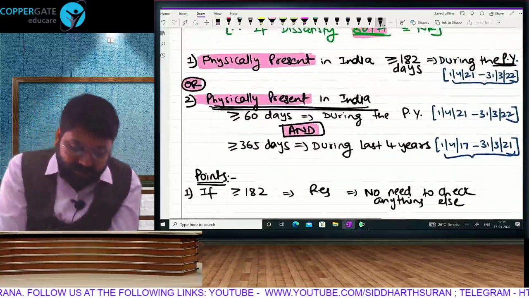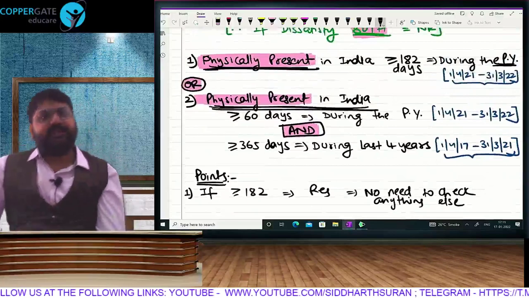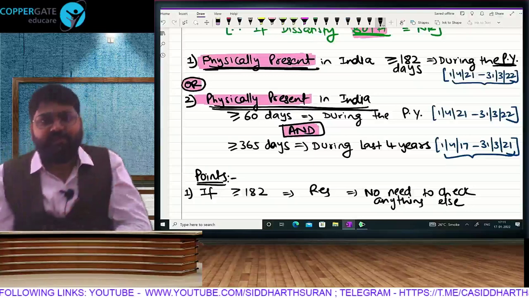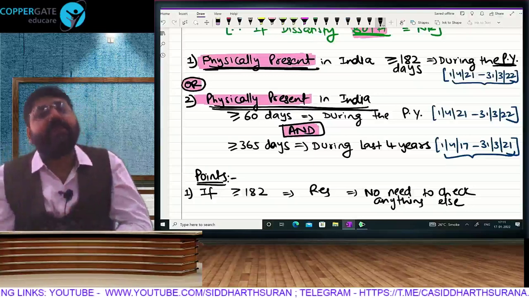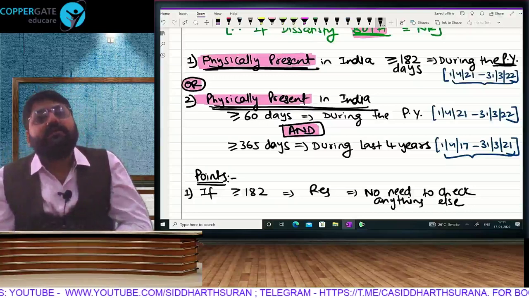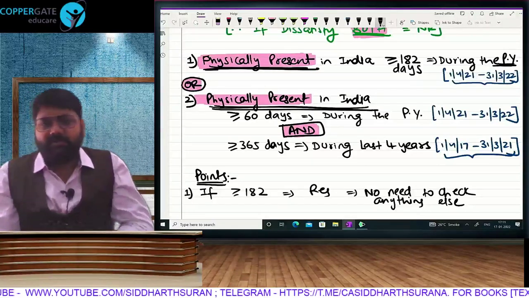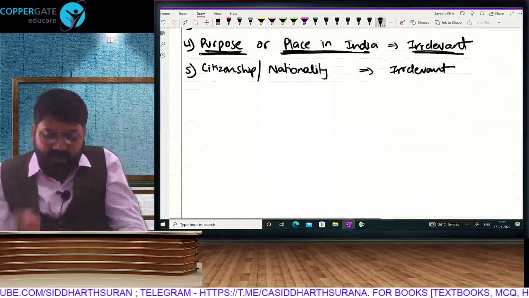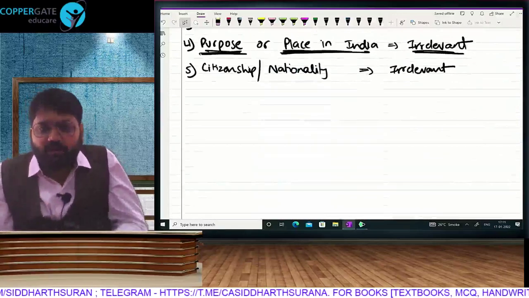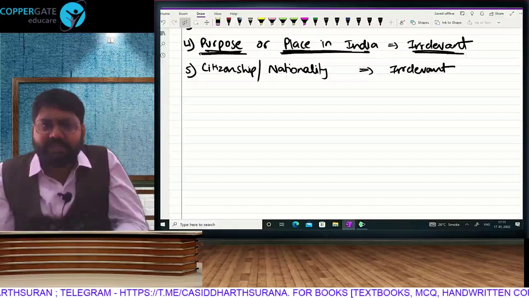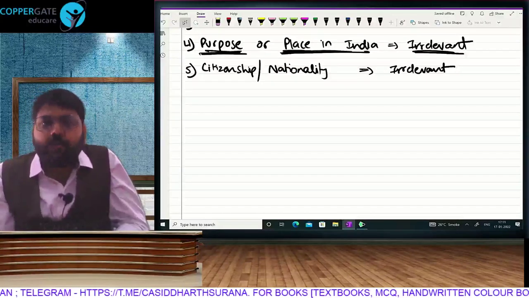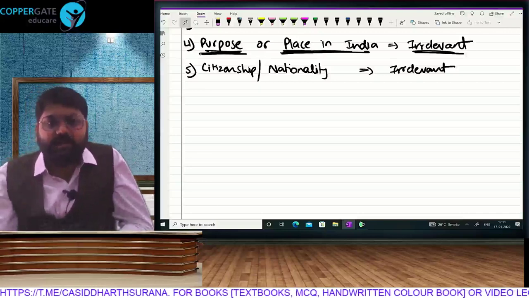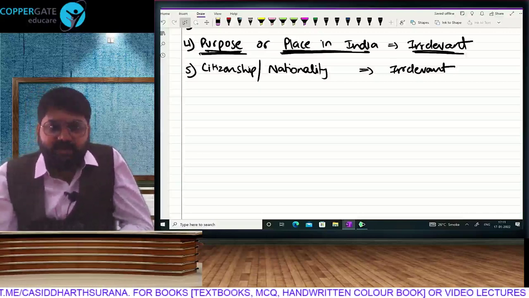Once you fulfill the condition of physical presence in India for 182 days in the current year, or 60 in the current year and 365 in the last 4 years, then you will be treated as a resident. For tax purposes, you are a resident, irrespective of your nationality. A very important point to note, that citizenship or nationality is totally irrelevant when it comes to deciding residential status for tax purposes. Is this clear?